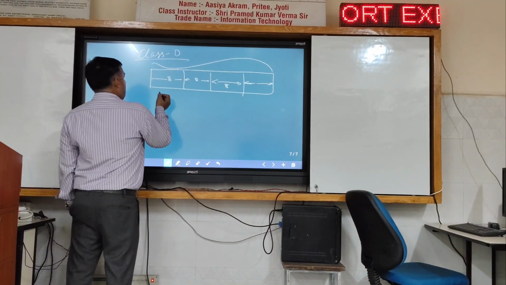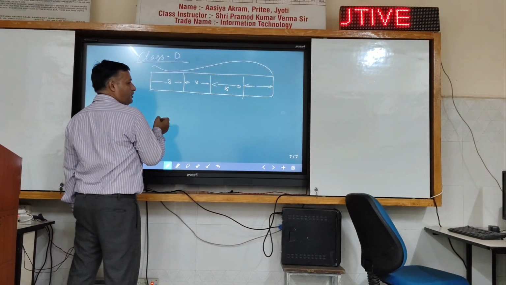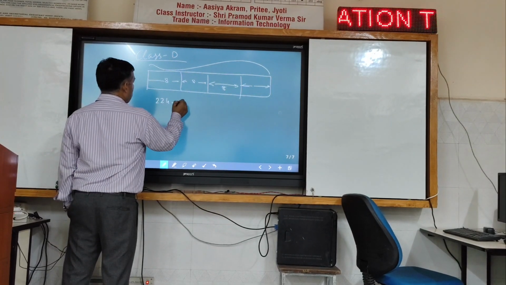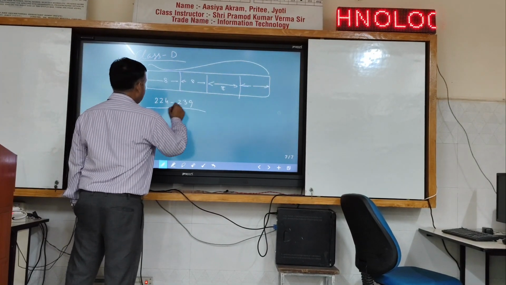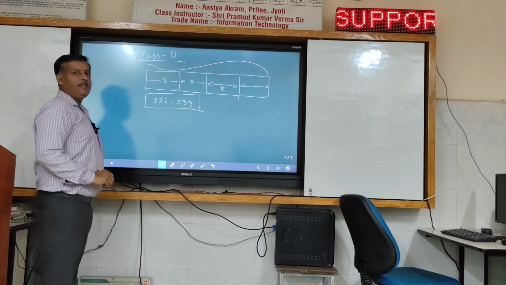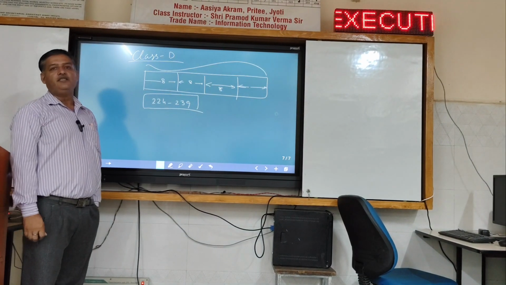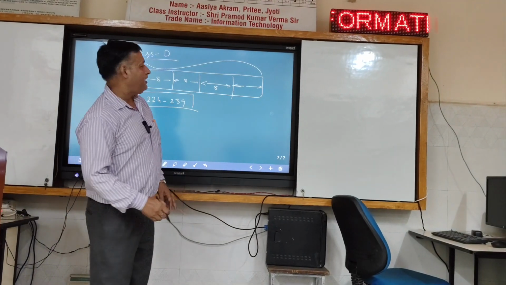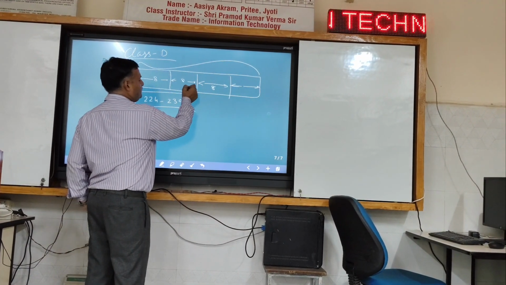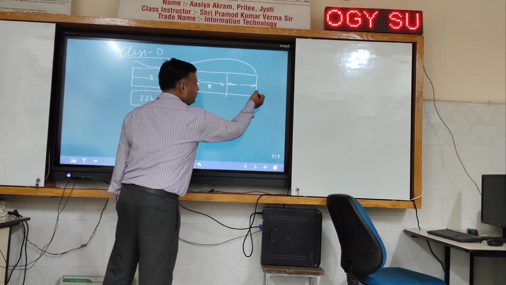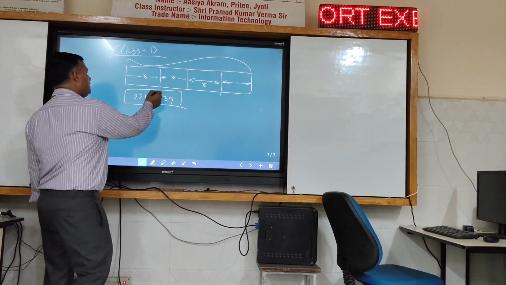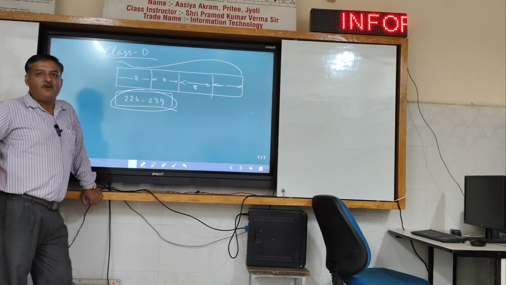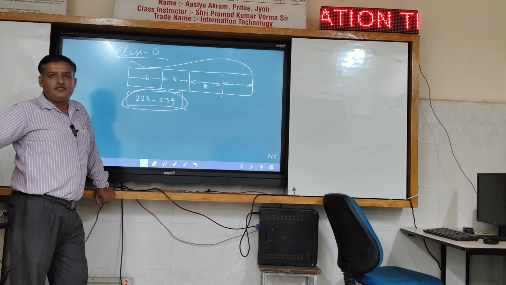Now, how will we identify that it is a class D type of representation? If the limit is 224 to 239, if the first octet number is lying in this range, then we will say that it is representing class D type of address. The rest may be anything, 0 to 255, 0 to 255, 0 to 255, anything, but the examination will be carried out at the first octet only. So this is the concept.